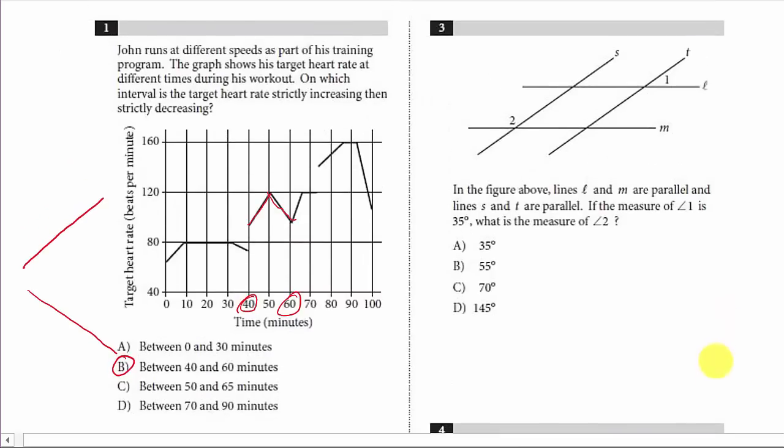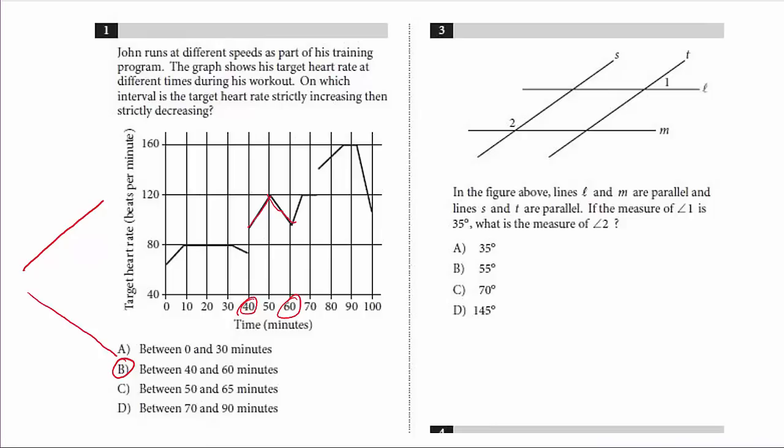All right, let's look at number 3. It says in the figure above, lines L and M are parallel, so these two lines here are parallel, and lines S and T are parallel, so these two lines here are parallel. If the measure of angle 1 is 35 degrees, so here's angle 1 right here, and we know that measure is 35 degrees, what is the measure of angle 2? So this is the angle we're looking for.